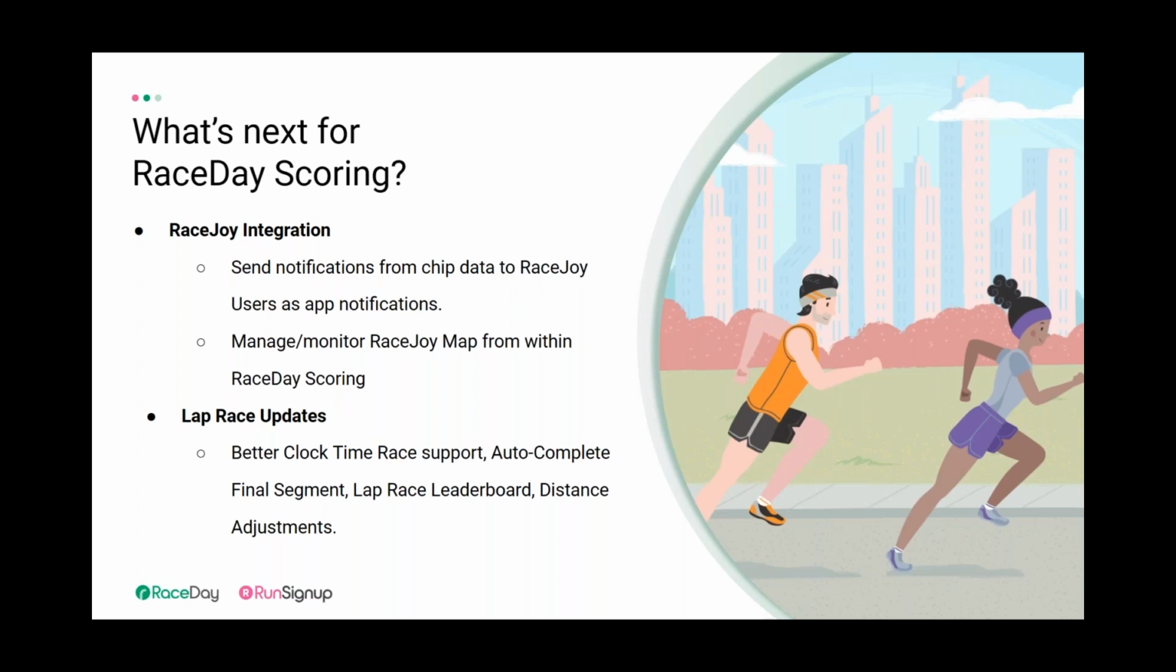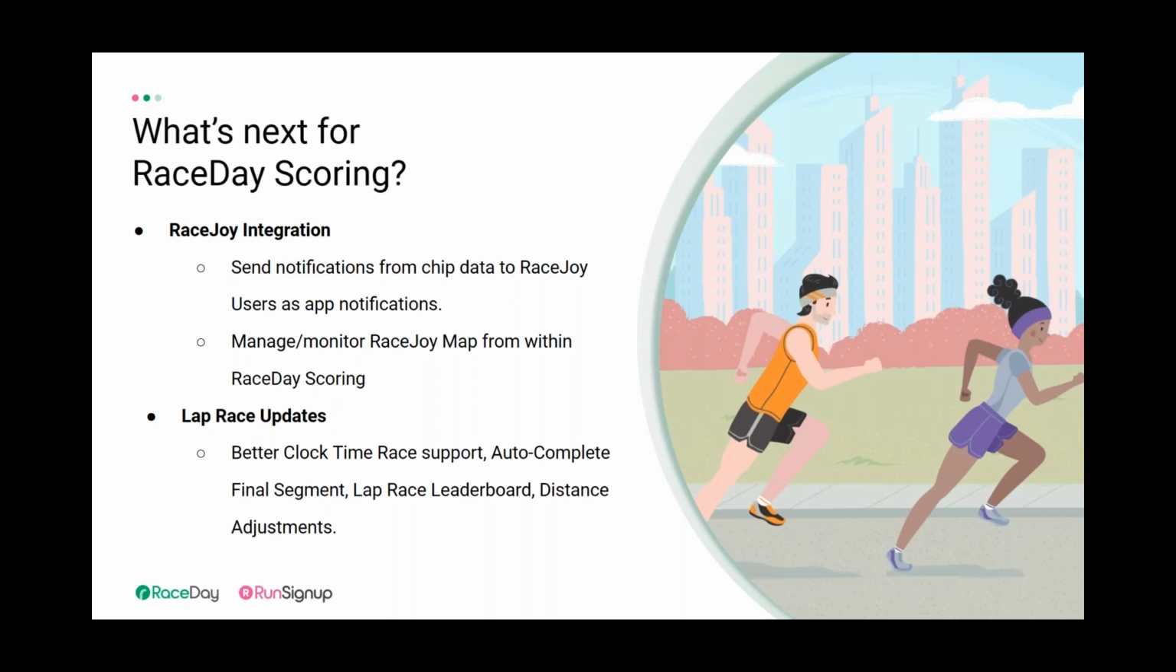In addition, we're going to be able to allow you to manage and monitor your RaceJoy map from within RaceDay Scoring. So if you're a heavy RaceJoy user and RaceDay Scoring user, you could have one spot to manage things on race day. You could just flip to a different tab in RaceDay Scoring, and there's your RaceJoy map and dashboard. You can adjust your points. You can do course edits. You can send out RaceJoy alerts right from within RaceDay Scoring. So this is something that we're super excited about.